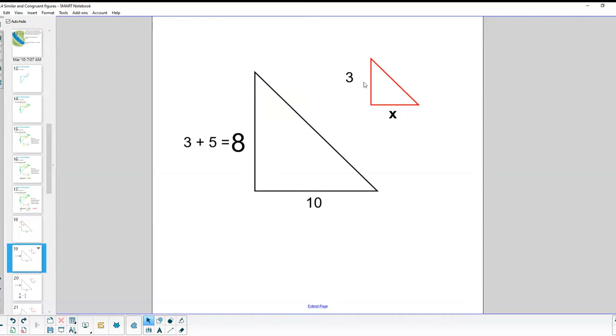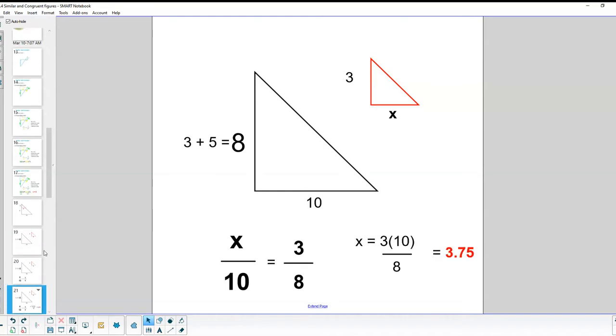So if we move through the problem and we take the red one off the top, we notice it's 3 on the side, x on the bottom. But we have to remember this whole side on the big one was the original 3 plus the 5 that was there. So that's an equal total of 8. And now we take the corresponding sides, x over 10. And that has to equal 3 over 8. So we do the same thing. We cross multiply. We do 3 times 10 divided by 8. And we end up with an x value of 3.75.